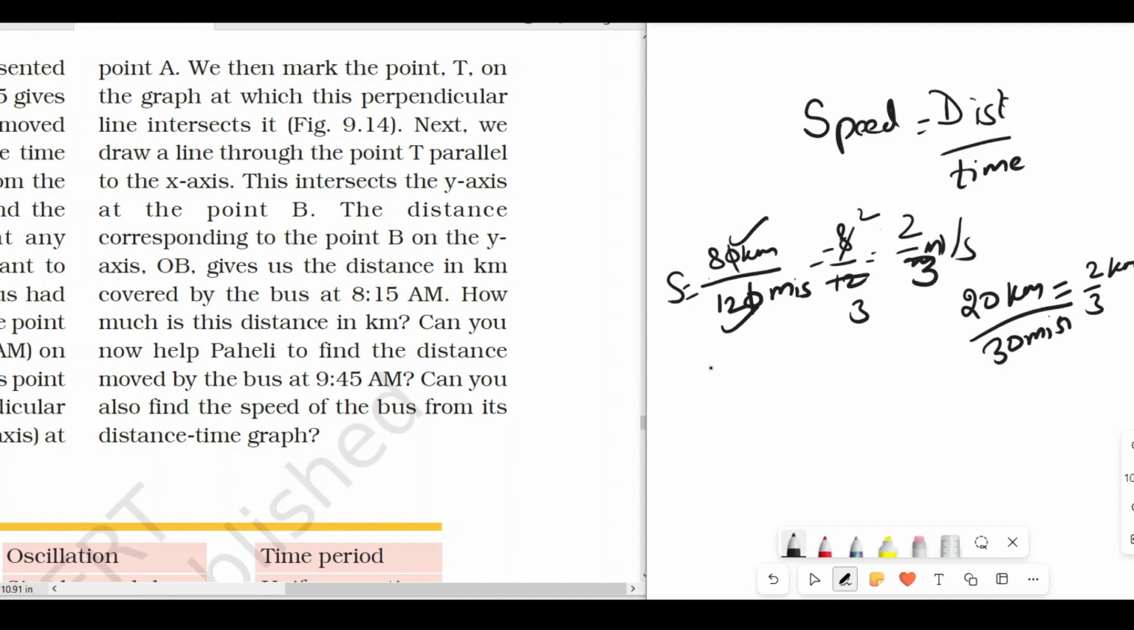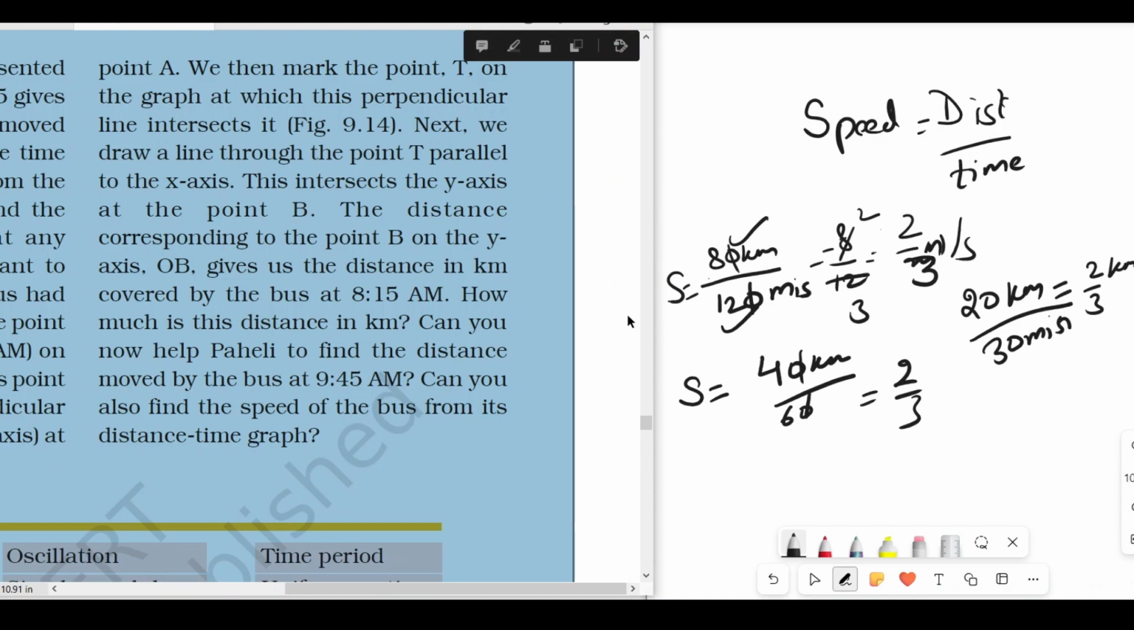Okay. Another method of finding it out is: how much time did it take to cover 40 kilometers? 1 hour. 1 hour is 60 minutes. Okay. So this is again 2 upon 3. And this is how, no matter how much gap you take, you'll always get the same speed. Why? Because the speed is constant throughout.